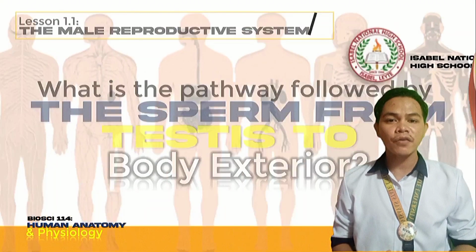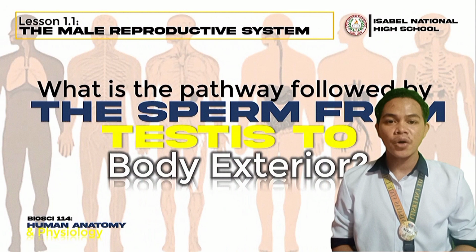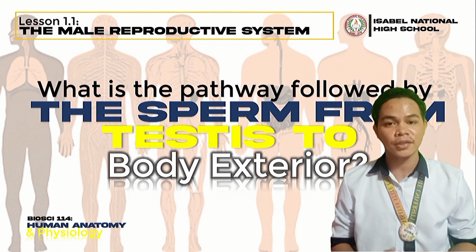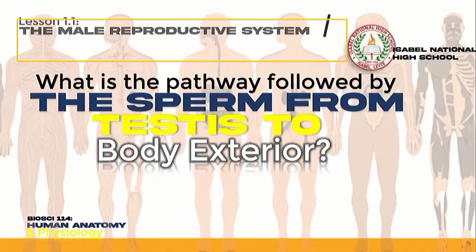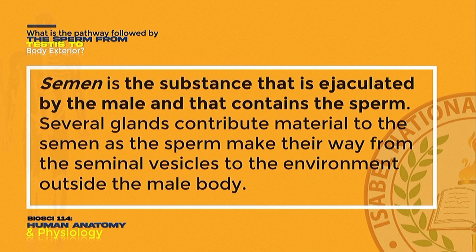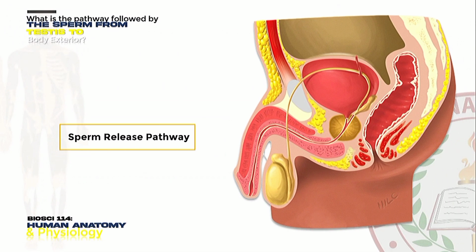But have you ever wondered how the sperm goes out of the man's body? What really is the pathway followed by the sperm from the testes to the body exterior? But before that, let us first define what semen is. Kindly read, everyone. Thank you. Semen is the substance that is ejaculated by the male and contains the sperm. Here is the detailed discussion of the sperm release pathway.